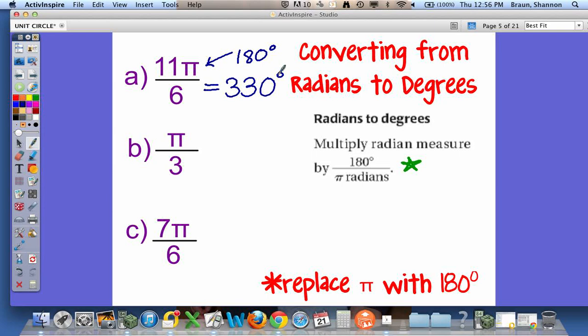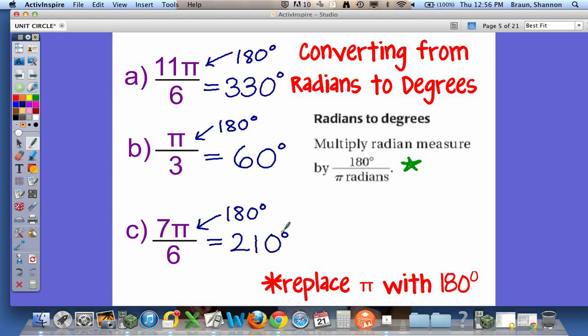Okay? So this one right here, same thing. Replace pi with 180. And 180 divided by 3 would give me 60 degrees. Okay, 7 pi over 6. Replace pi with 180. And again, on this one, you could plug in 7 times 180 and divide by 6. Or you can just think about it, 180 divided by 6 is 30. 30 times 7 is 210 degrees. Okay.